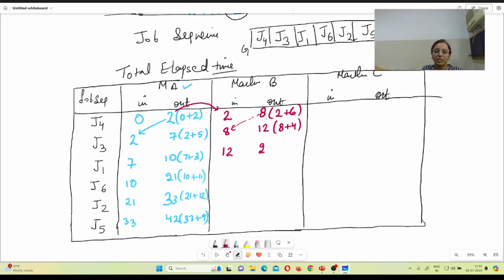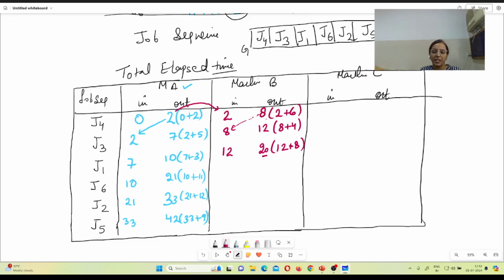That means 12 plus 8, that will be 20. In bracket, you can write it. It is not compulsory that you have to write all the values in bracket. That is only for your revision and for your understanding part, right? Now the point over here comes up, a very important point. Please have a look at this.